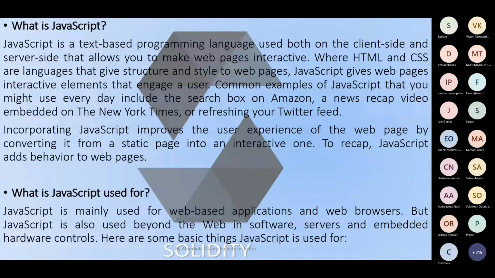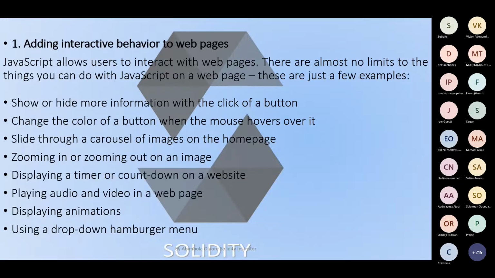Here are some of the basic things JavaScript is used for. Number 1, adding interactive behavior to web pages. JavaScript allows users to interact with web pages. There are almost no limits to the things you can do with JavaScript on a web page. These are just a few examples.